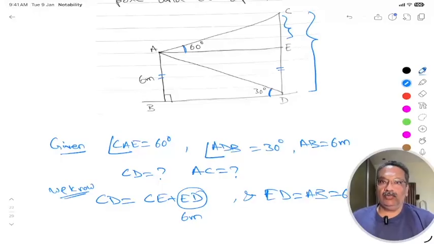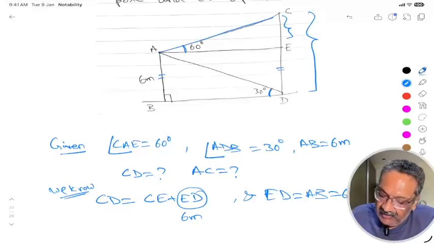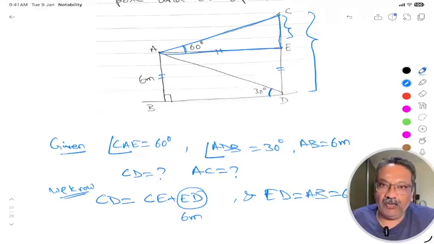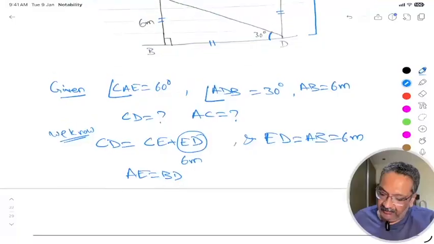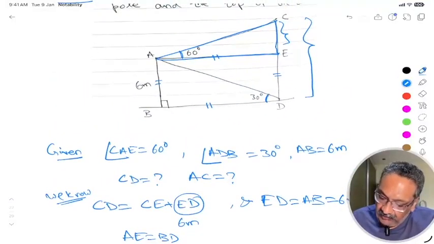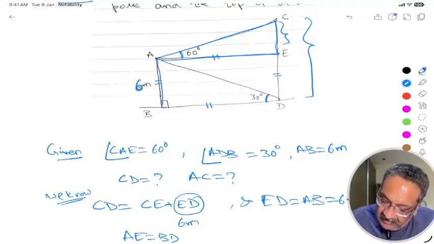To find CE, if we consider this triangle, we need to find AE. But AE is equal to BD. AE is equal to BD. Alright, so first let us find BD. To find BD, what do we know? Here it is 6 meters. So let us take this triangle.